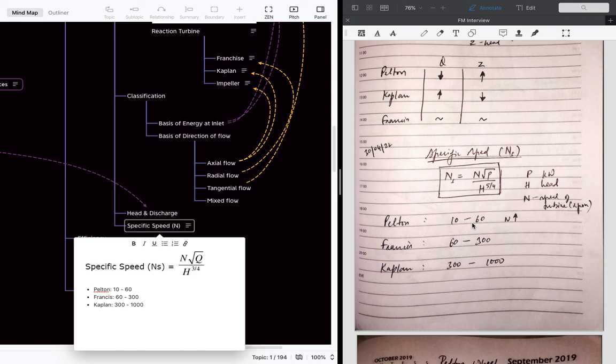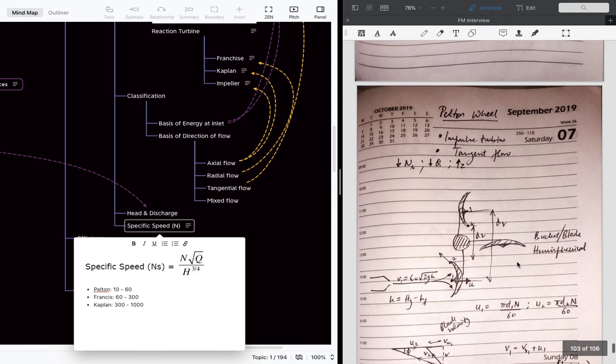So if the NS is in this range, we have to use the Pelton. If this range, then we use Francis. For Kaplan it is 300 to 1000. So we can select the turbines using the specific speed value.